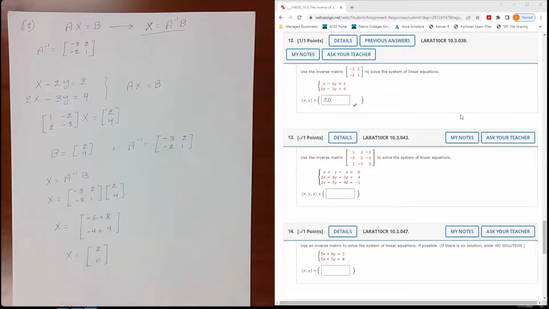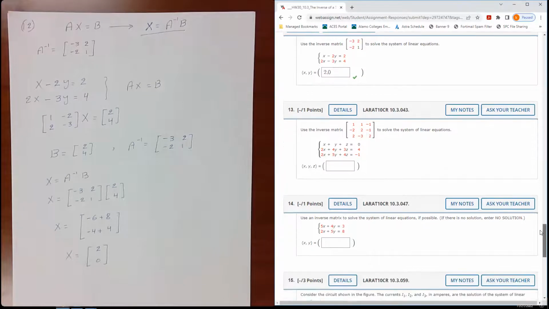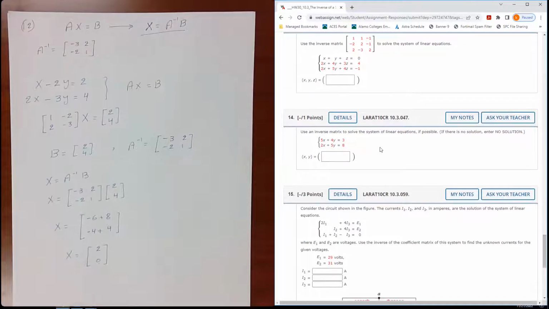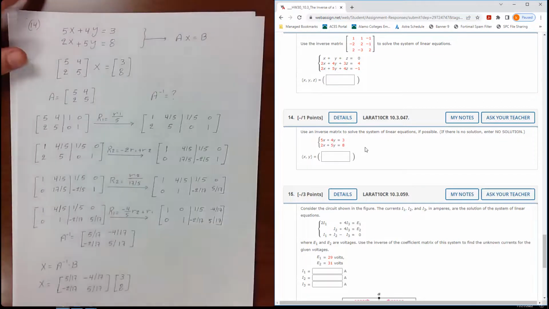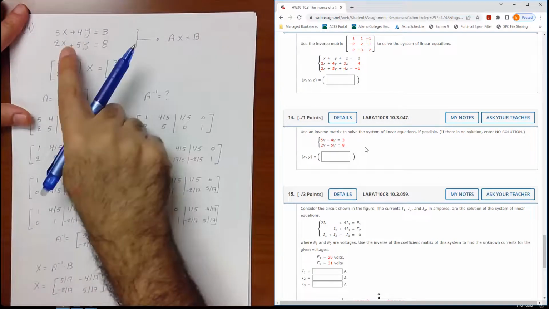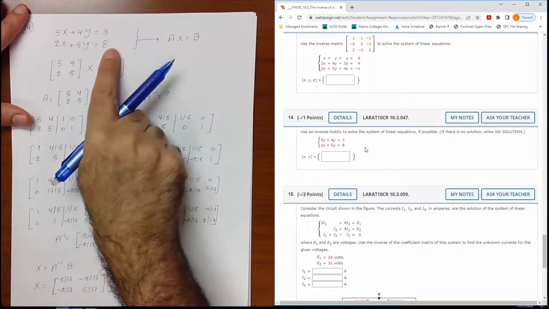Now let's go to example 14. For example 14, we don't have the inverse matrix. Use the inverse matrix to solve the system of linear equations. So we have the system, but we need to use the inverse to solve the system. So here is the system, 5x plus 4y equal 3, and 2x plus 5y equal 8.